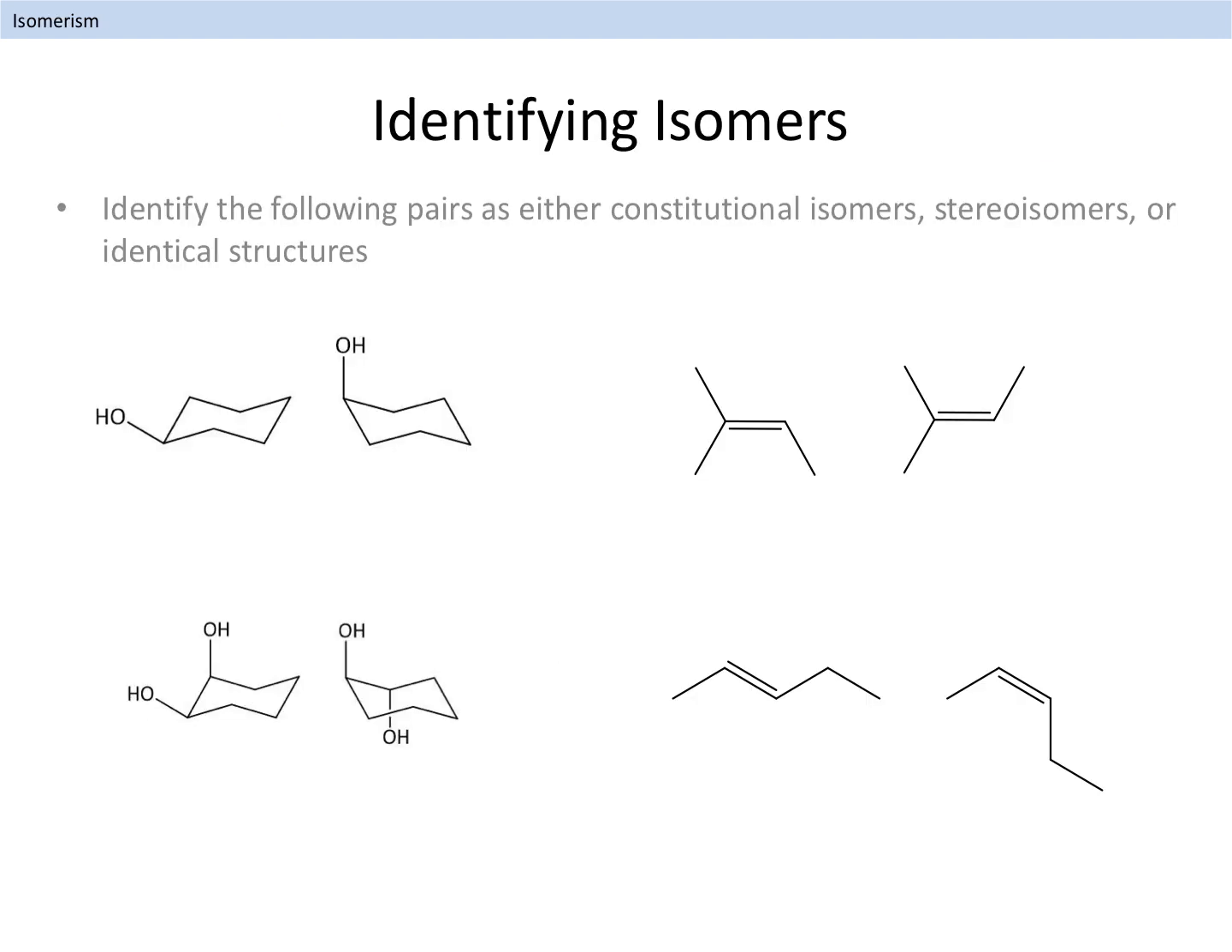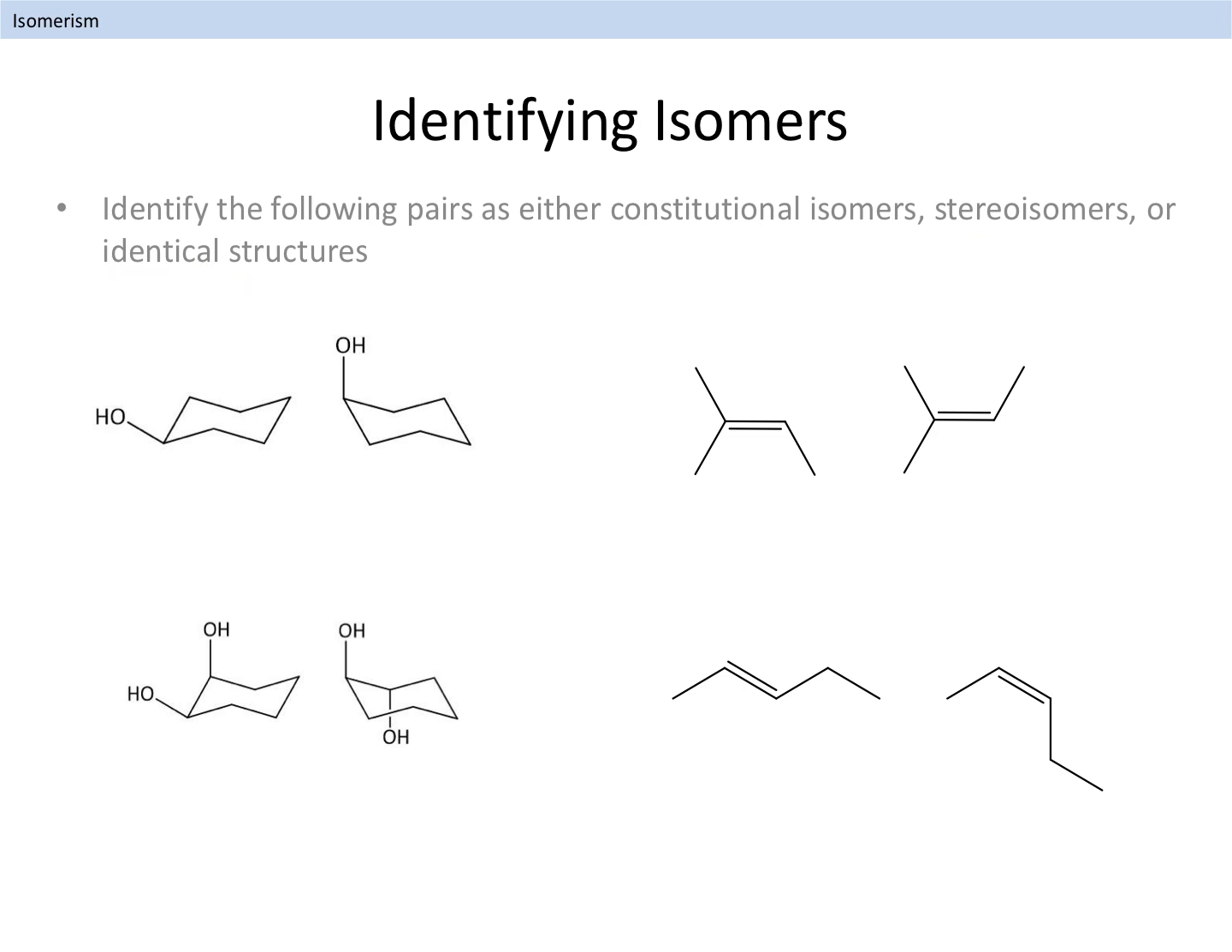Let's practice distinguishing between different types of isomers. On this slide, you see several pairs of molecules. Your task is to identify each pair as either constitutional isomers, stereoisomers, or identical structures.